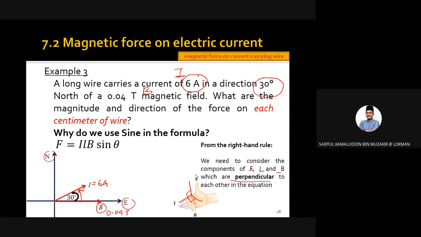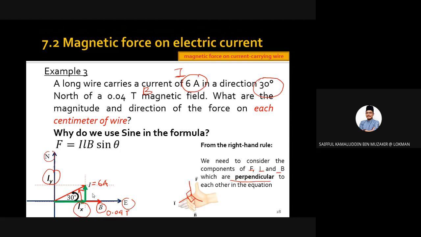Now, we need to resolve. Resolve what? Resolve the I like this. Pak, I draw these imaginary lines. Resolve I into X and Y component. So we have IY and we have IX. Pak, we resolve them. We have learned this in our third chapter or even second chapter. It's a vector resolution.